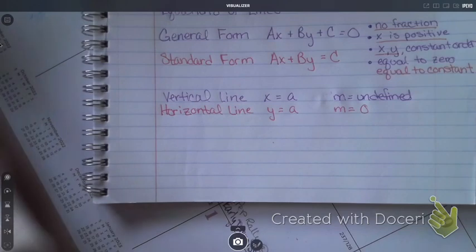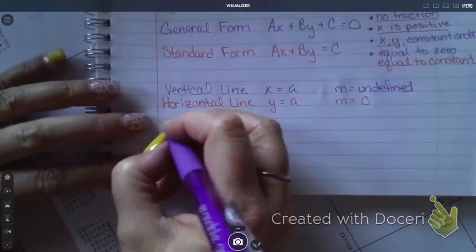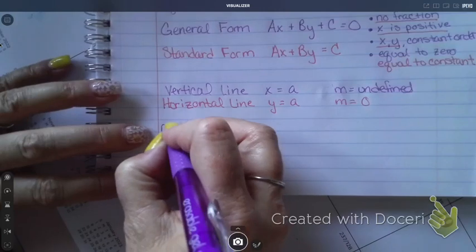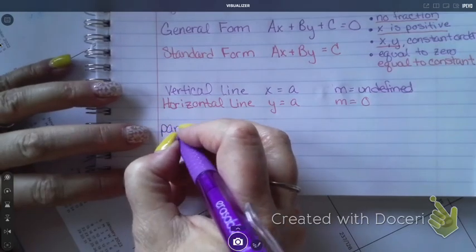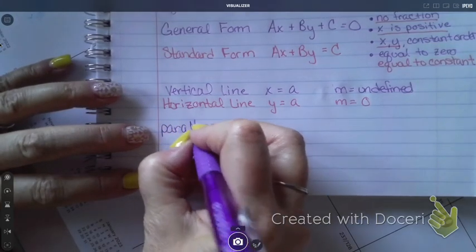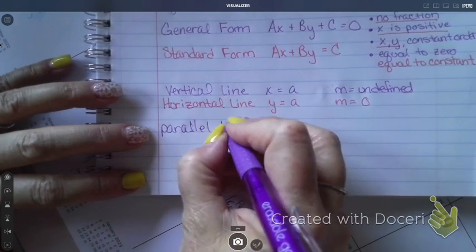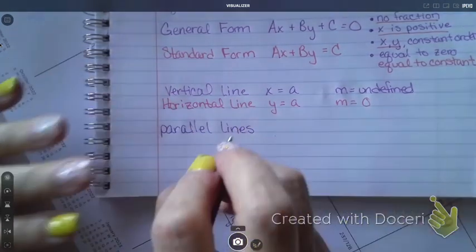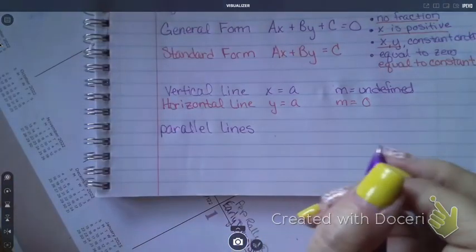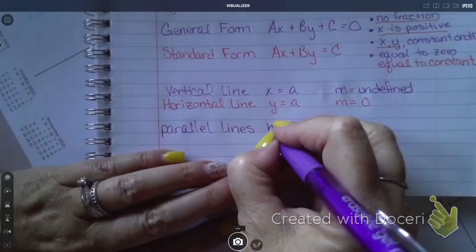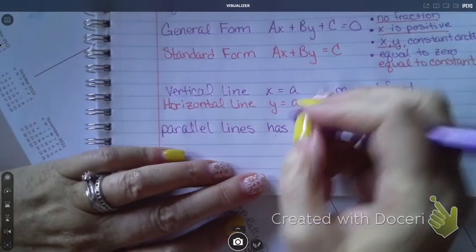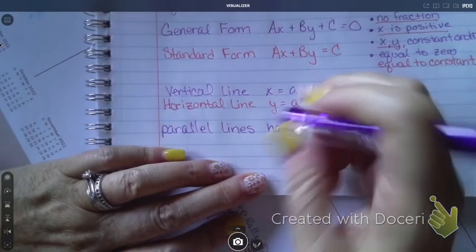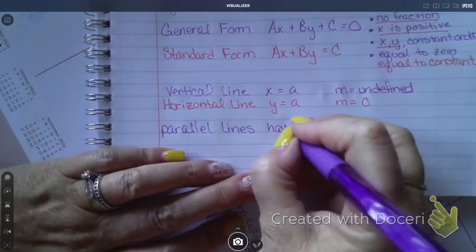You know them. What do we know about parallel lines? They have the same slope, unless they're the same line. And my biggest thing is have the same slope, because we're going to be talking about equations, okay? Have has an s in the middle of it.